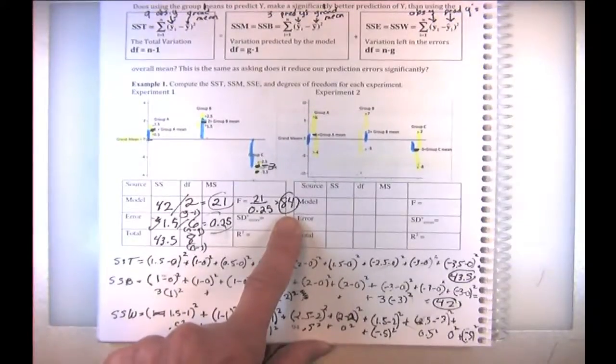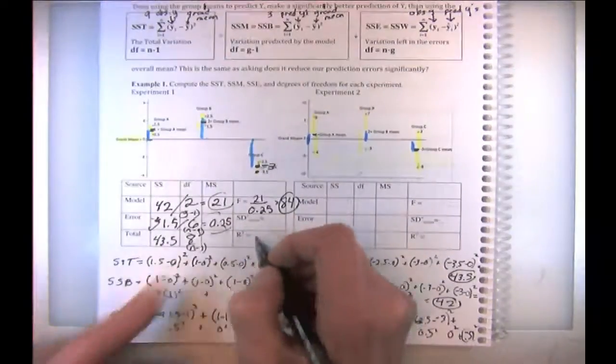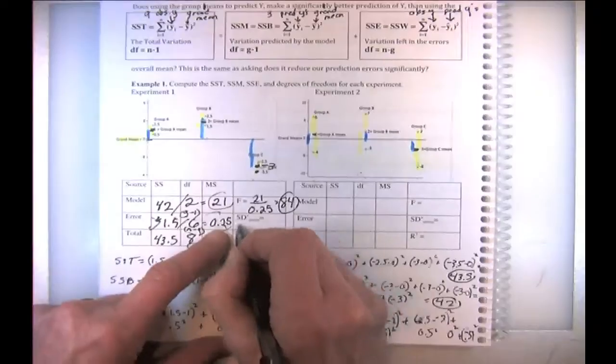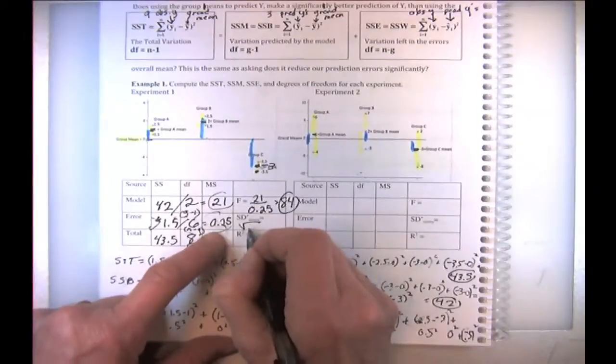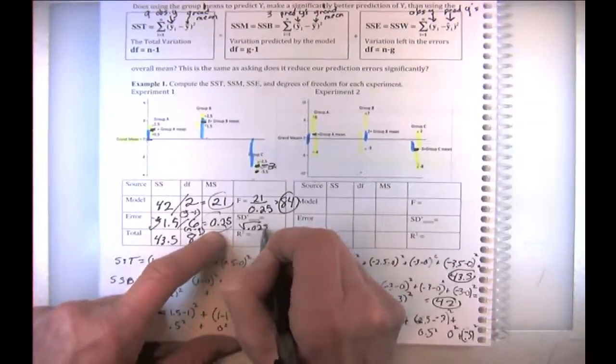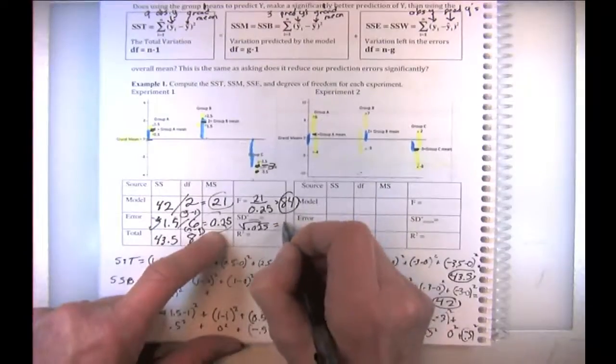Now, the standard deviation of the errors is often asked, so that's the square root of the mean square error. So right there, you get that the typical error is 0.5. Right here, the mean square error, and that makes sense.